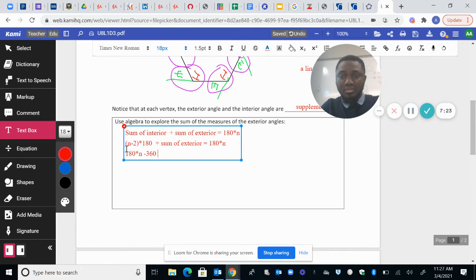Then we still have plus the sum of exterior, equals 180 times n. On both sides, as you can see, we have 180 times n, so we're gonna remove 180 times n on both sides.